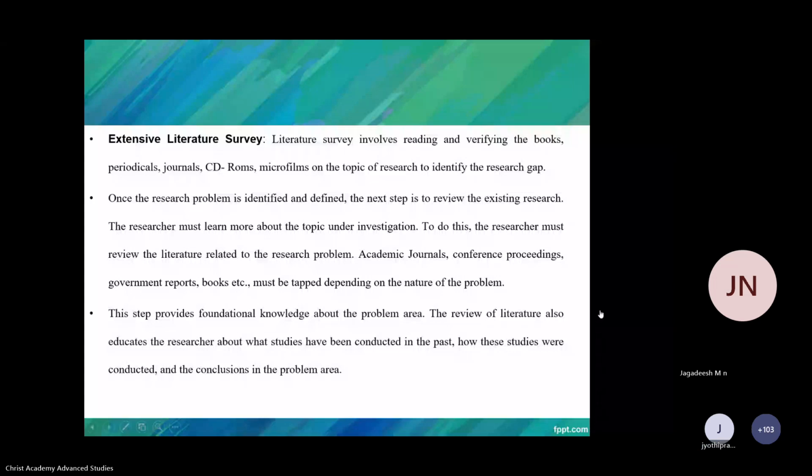Hello, ma'am. This is Anupama here. Ma'am, just wanted to know, when we take a topic and formulate our objectives and the hypothesis, how do we know that the other person has not done this? This is my new thesis, what I am doing.